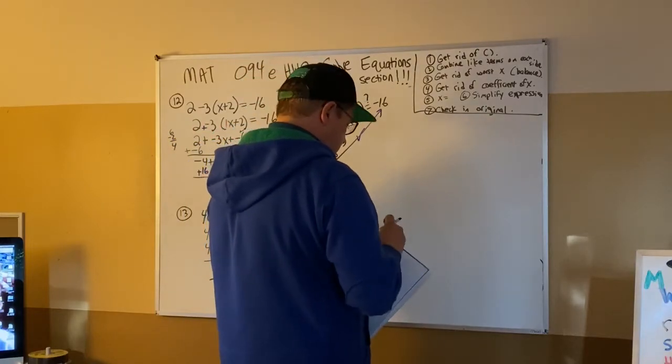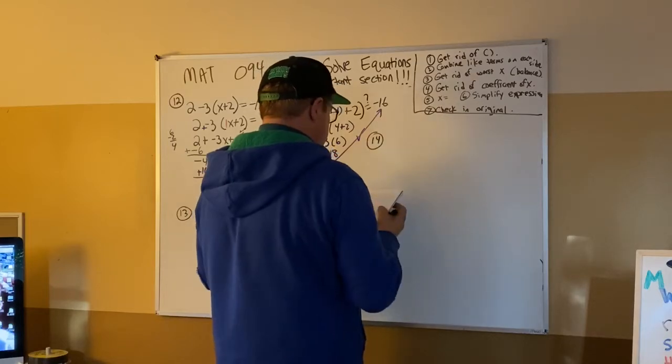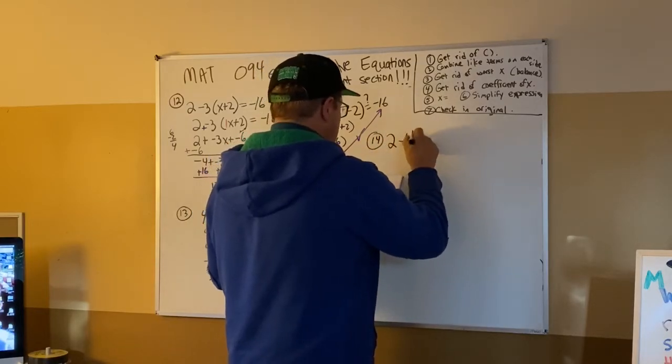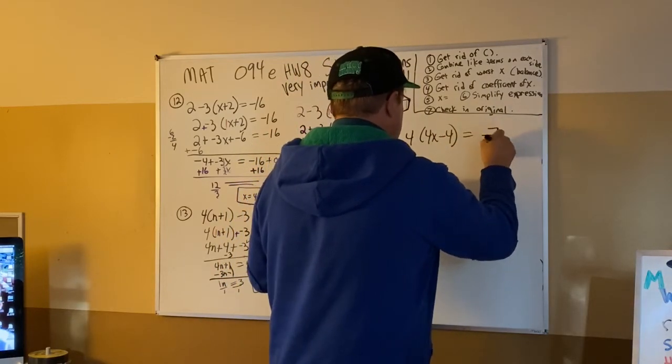Aha, distributing a negative. Big risk for some people is the loss of the negative when you're distributing. We have 2 minus parentheses 4x minus 4 close equals a fixed target of negative 7.